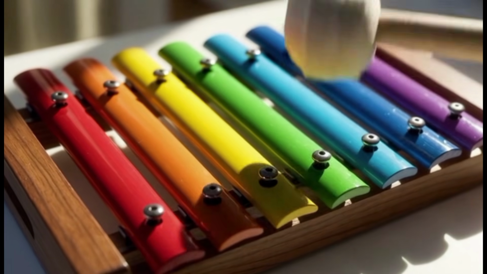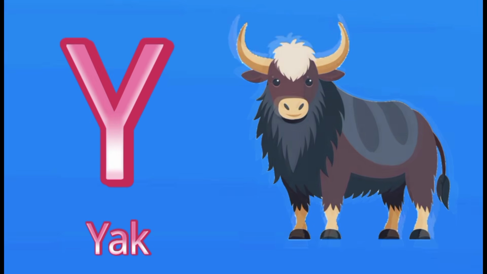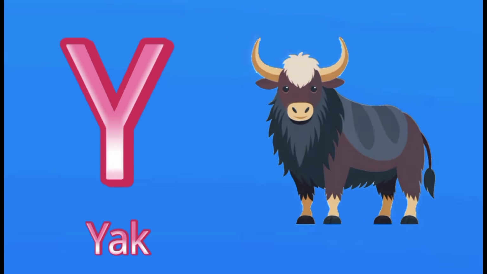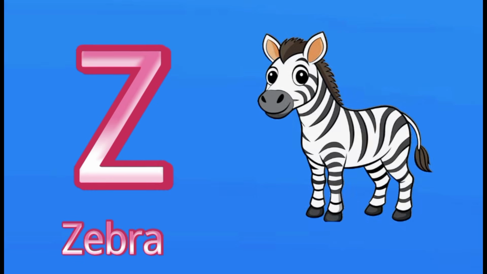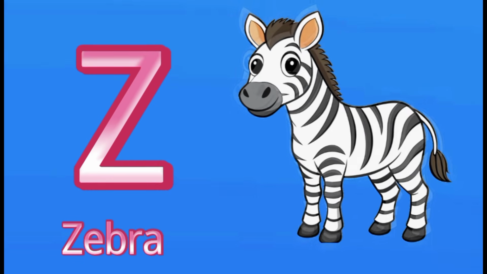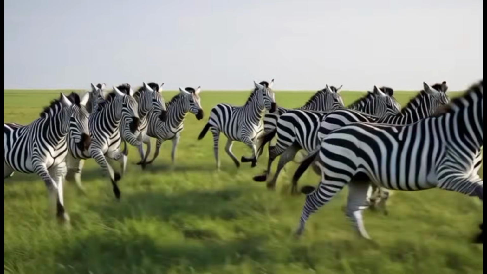X, xylophone. Y is for york, york, york. Y, york. Z is for zebra, zebra, zebra. Z, zebra.